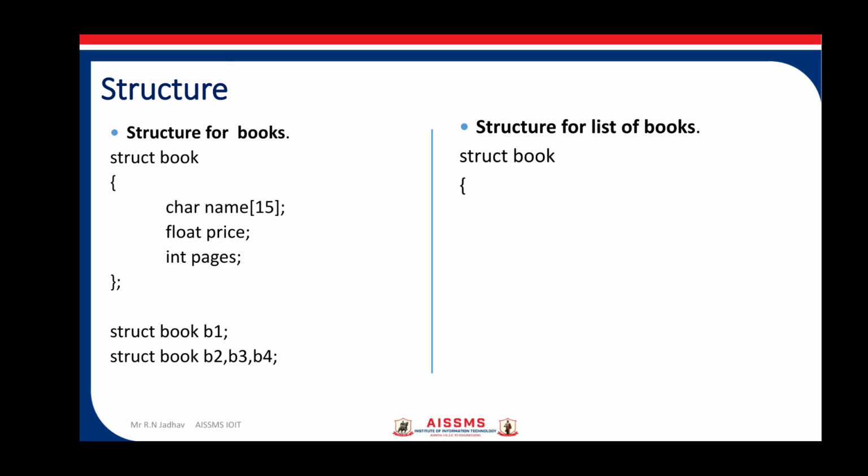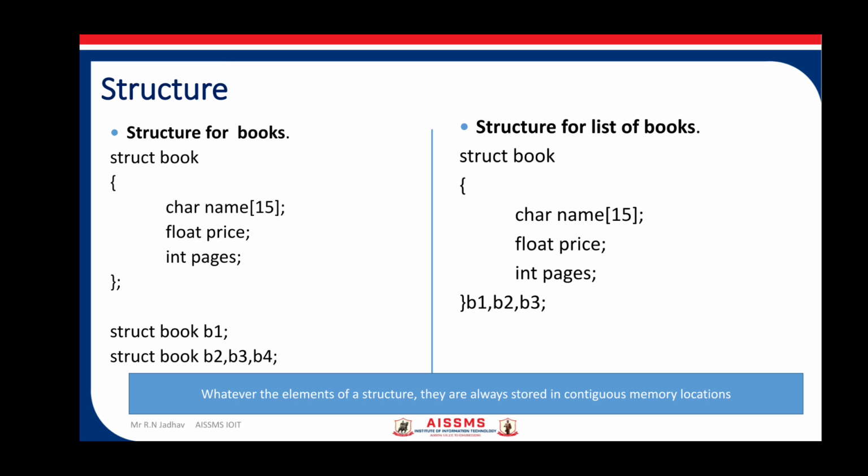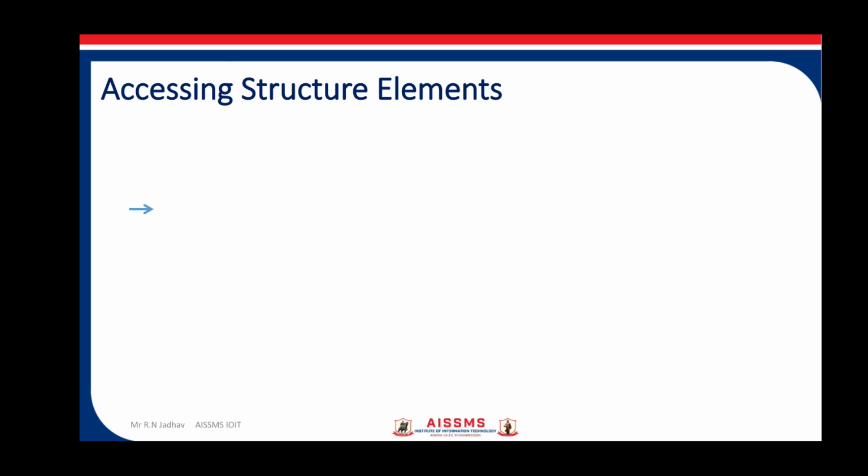In the structure for a list of books, you can also create variables at the end of the curly bracket, and you can list down a number of variables. So this is how you can also create multiple variables for the structure book. Whatever the elements of a structure, they are always stored in continuous memory locations.